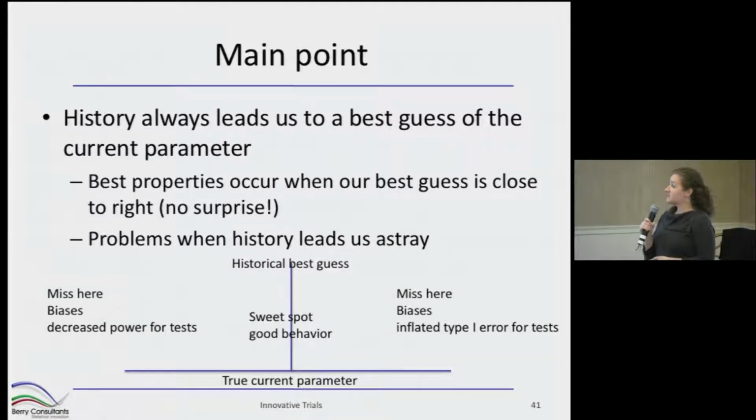What we see is that our best properties for our trial occur when the truth is close to our best guess. So we have this sweet spot where if our assumption is close to the truth, we get good behavior. But when our truth starts to differ from what we've assumed, we start to get biases. So if our truth is actually a lot different, we can either see inflated type 1 error rate, or we can see some big losses in power.